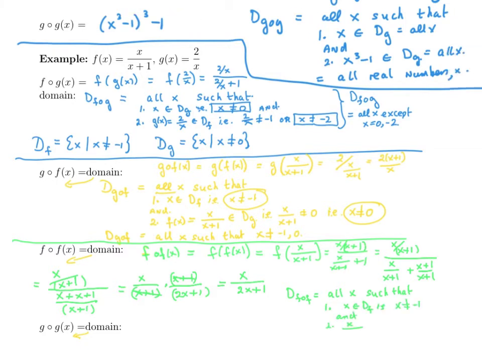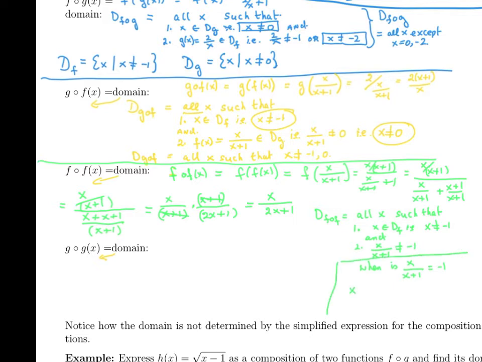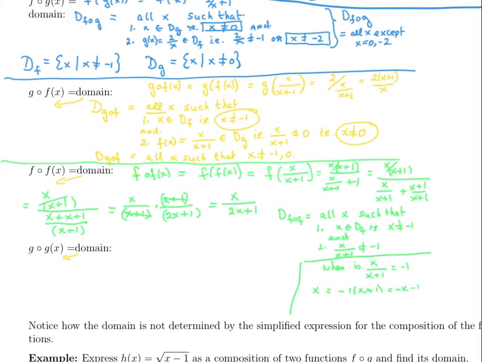And secondly, x over x plus 1 has to be in the domain of f, so that can't be equal to minus 1. So I must exclude minus 1, but I must also figure out where x over x plus 1 might give me minus 1. I need to solve x over x plus 1 equals minus 1 in order to figure out what I must exclude. I can multiply across by that x plus 1, and I get x is equal to minus 1 times x plus 1, which is minus x minus 1.